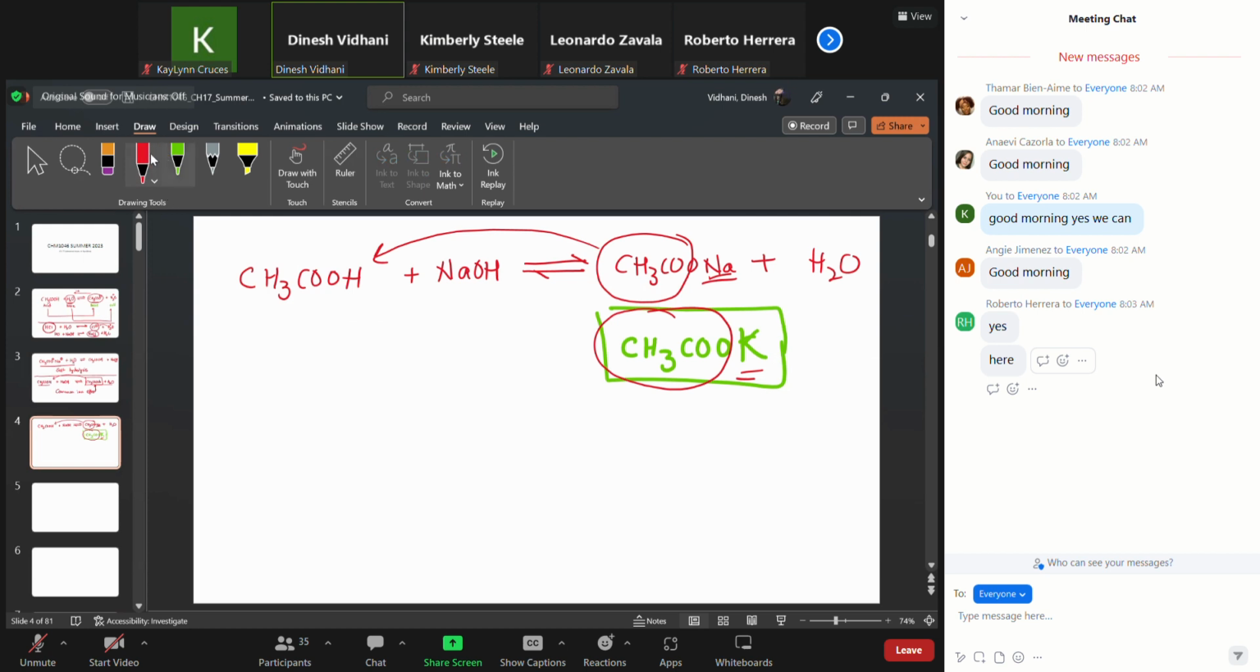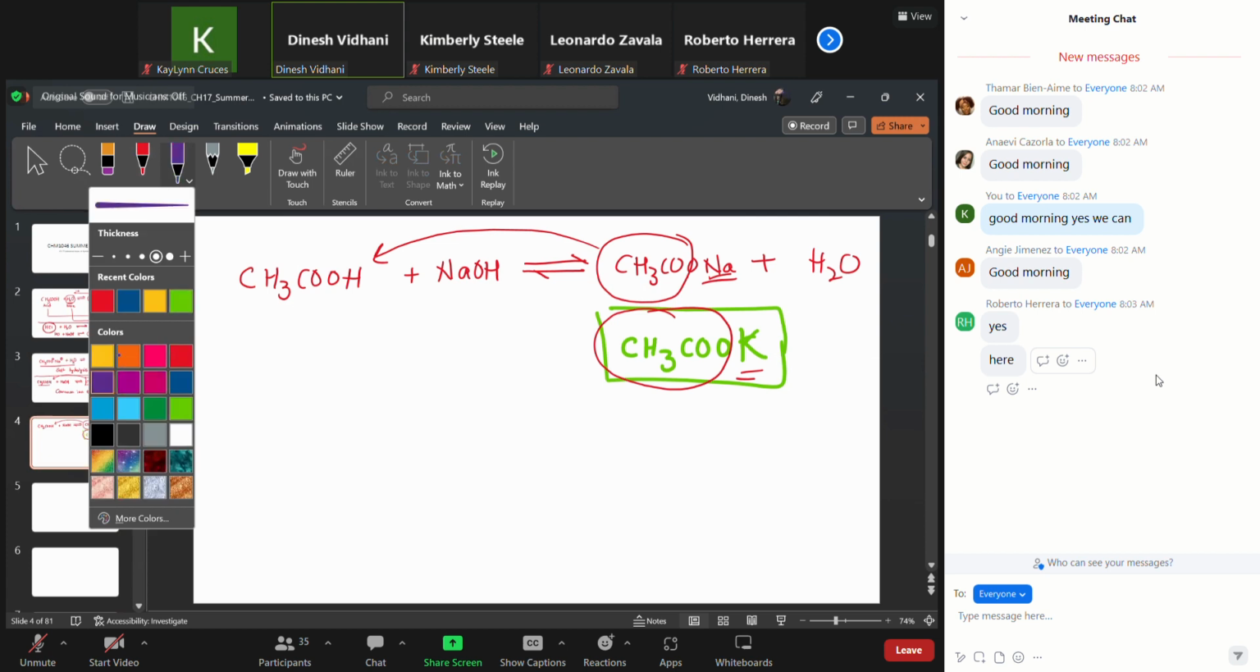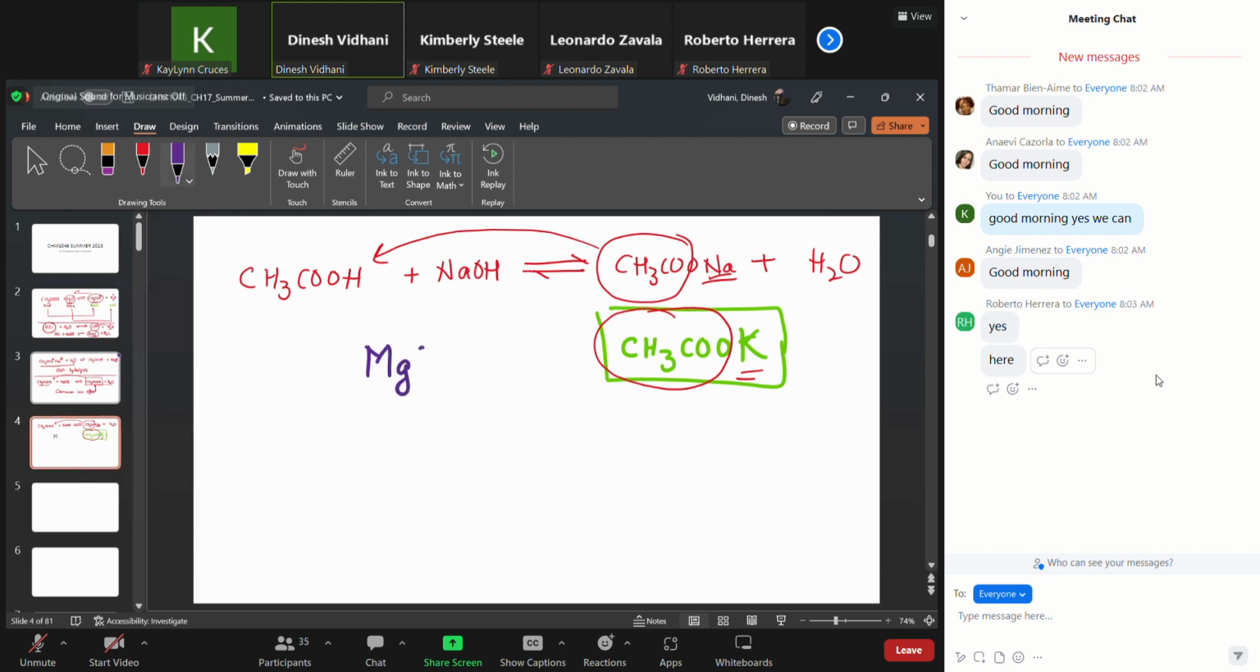Now, this time I'm adding, suppose, let's put it as magnesium hydroxide. What would be the effect on equilibrium in this case? Would it be on the left? Would it be on the right? What would happen in that case? Shifts to the right side. Absolutely. Very good, Abram. So equilibrium will be shifting to the right side.